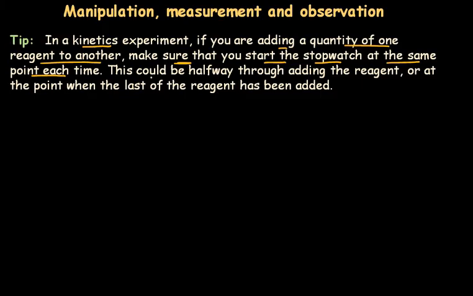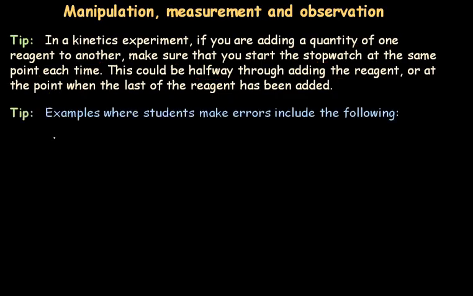That is, if we are starting the stopwatch halfway of adding the reagents, mixing the reagents together, then every time we perform the different reading, we are taking the different reading for kinetics, we should be starting the stopwatch halfway always to get the fair readings every time without error. Now let's consider few errors where students commonly make it.